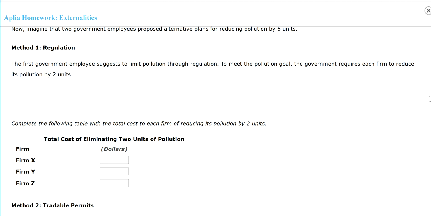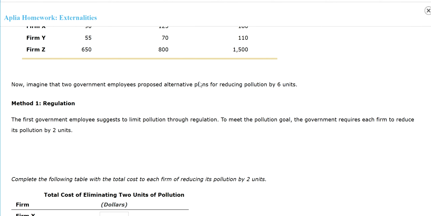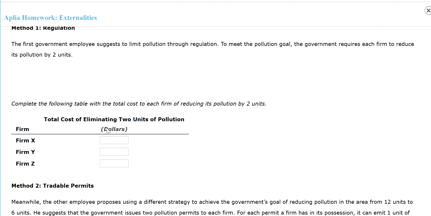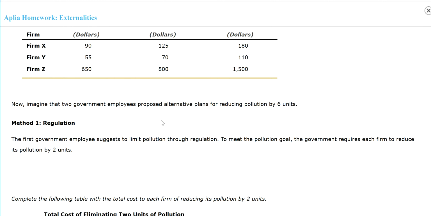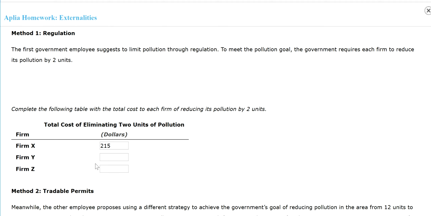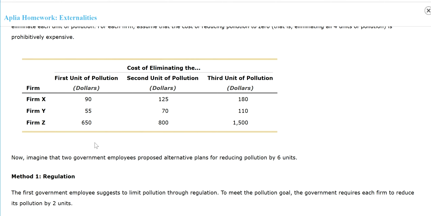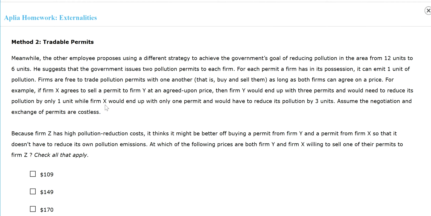Alright, so let's look at the first one. So the total cost of eliminating 2 units of pollution for company X, I'm going to use $90 plus $125, that should be $215. Company Y will be 55 plus 70, so this will be $125. And company Z will be the most expensive, so $650 plus $800, that's $1450.